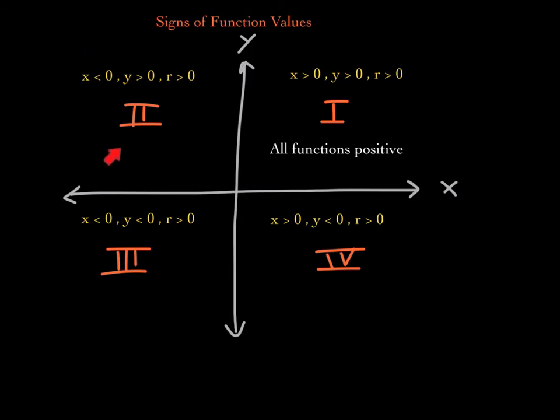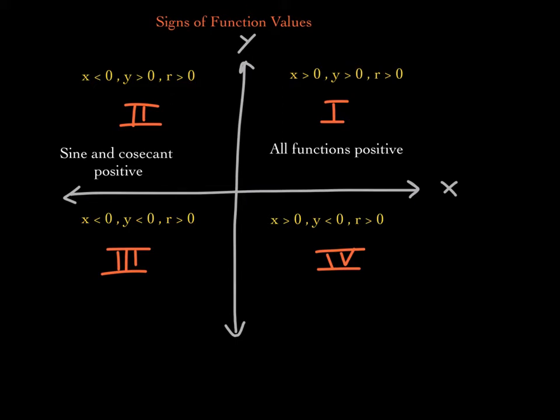Sine and cosecant are the only two functions that have positive function values in quadrant 2. Remember, sine is defined to be y over r, positive over positive. So in quadrant number 2, sine and cosecant are the only functions whose values are positive in quadrant 2.